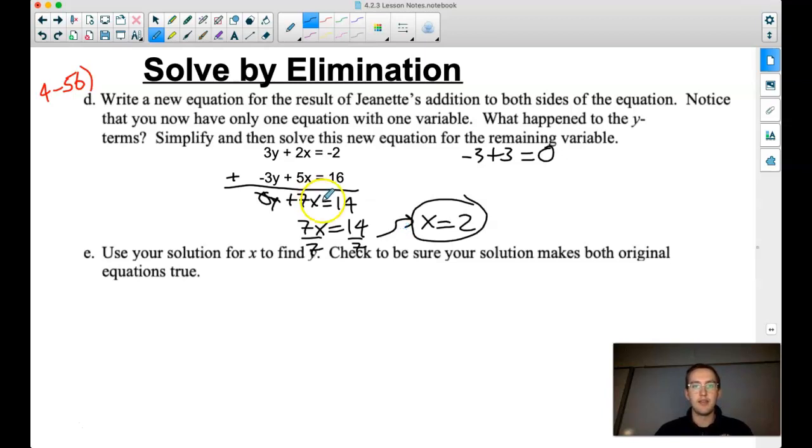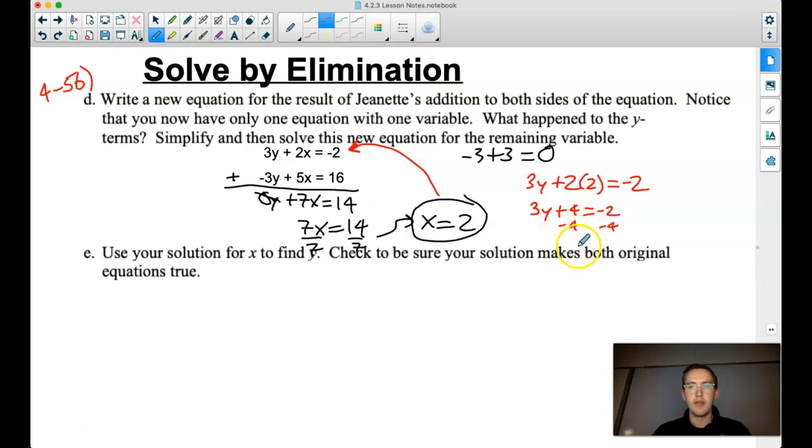We can take this value for x and plug it back into one of our equations up here. Let's just pick the top one, for example. So now we've got 3 times y plus 2 times 2, because x is equal to 2, is equal to -2. Once we evaluate this, 3y stays the same for the time being. We're going to add 4. That's still equal to -2. We have to move this 4 from the left to the right because we're solving for y, so we're going to subtract 4 from both sides.